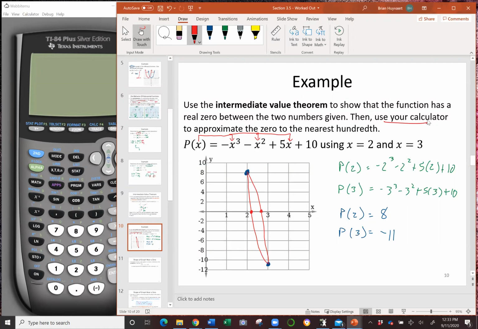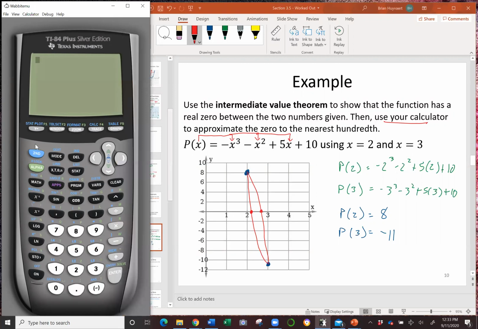So we're going to use our calculator to figure out what that 0 actually is. So, all right, how would we do that? Let's go to y equals and put in our polynomial. Make sure you're using the negative button here, not the minus button. Negative x. We can use this little caret to raise it to a power. Minus, this time we do want the minus, x squared plus 5x plus 10.